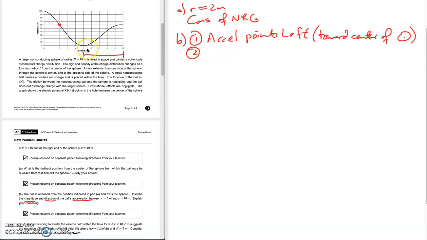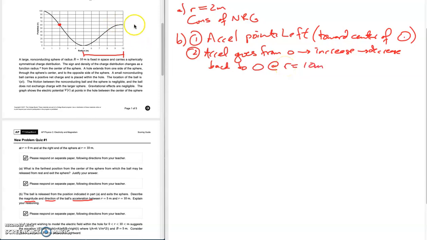Second thing, at the bottom here, the acceleration is 0. Then as the slope increases, the acceleration increases, and then the slope decreases. So acceleration goes from 0, increases, and then it decreases back to 0, back to 0 at r equal to 10 because the graph is horizontal there again.